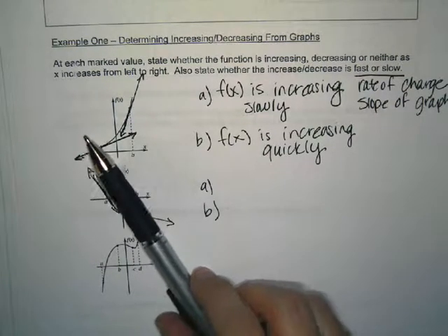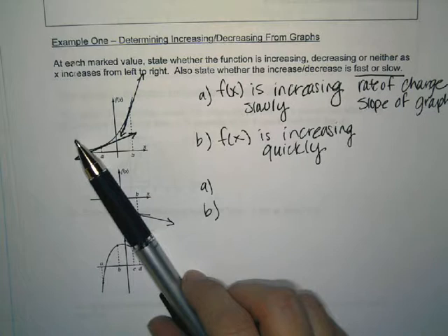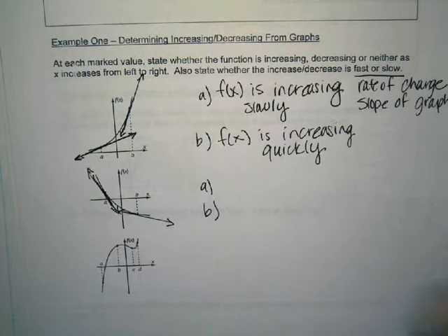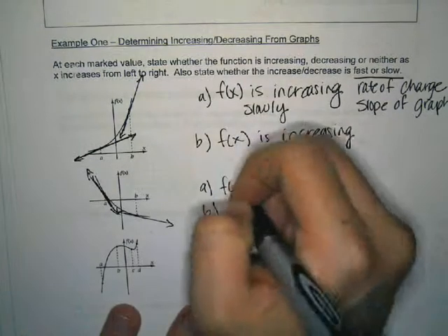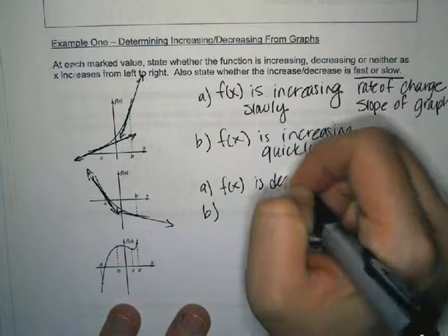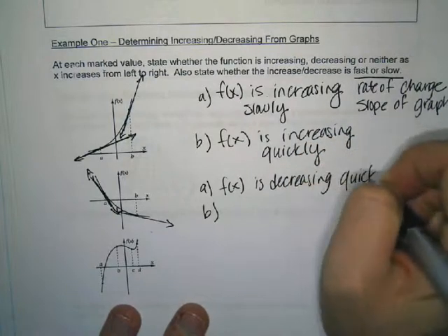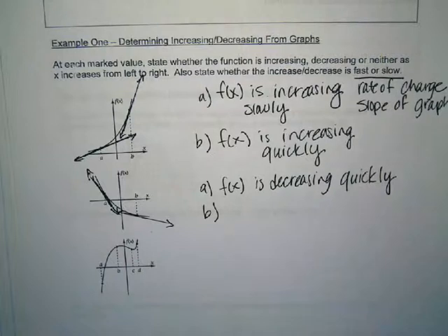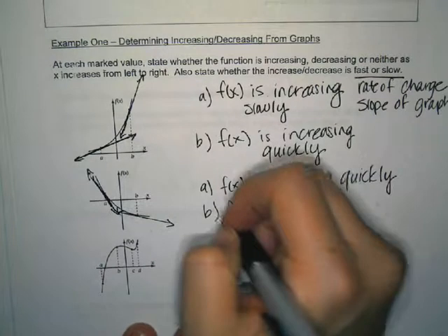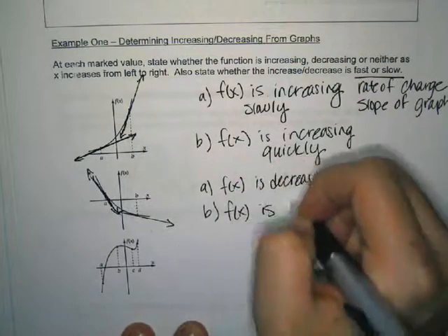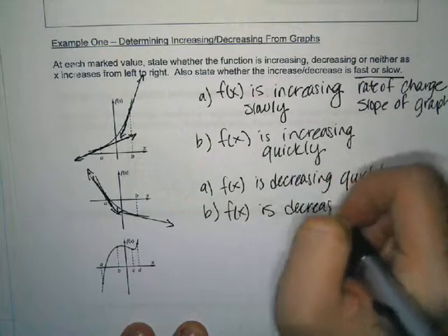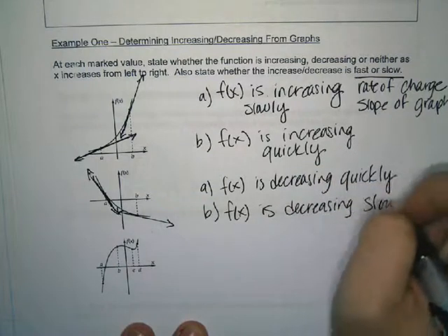Josh, describe B to me, please. It's decreasing slowly. Good. So f of x is decreasing slowly. All right, and then we have 4 points here. I'm going to zoom in on this one a little bit. All right, so when you sketch in a tangent line here, it's going to be very steep.